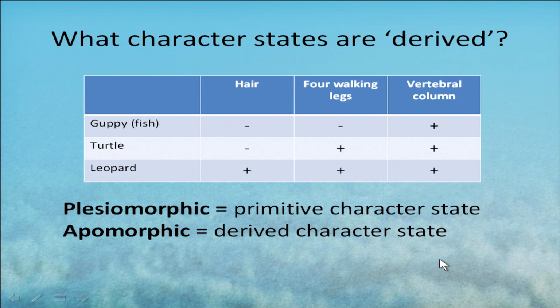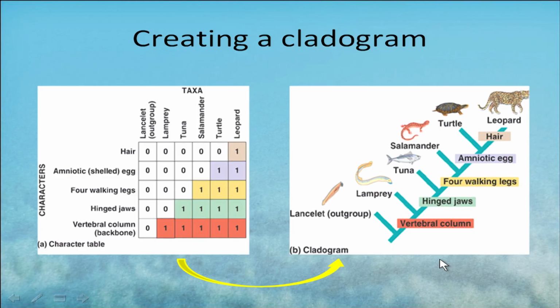For the 4 pairs of walking legs, not having 4 pairs of walking legs would be considered the plesiomorph, or the primitive character state. Having 4 pairs of walking legs would be considered the apomorph, or the derived character state. Once we create a character matrix for a group of organisms that we're trying to create an evolutionary hypothesis for, we use that character matrix to build what is called a cladogram. And a cladogram basically tries to put together the organisms based on their evolutionary relatedness, using the assumption that if they have shared derived character states, they're related to each other.